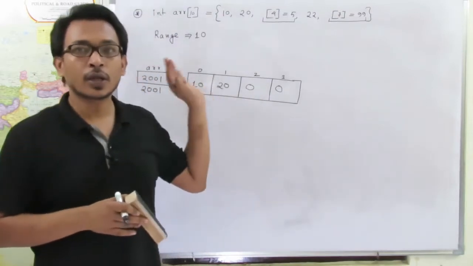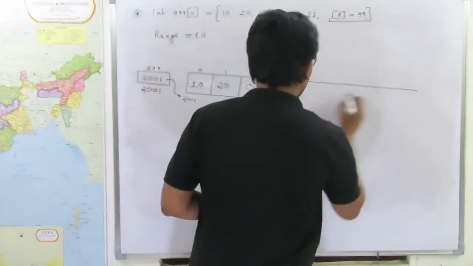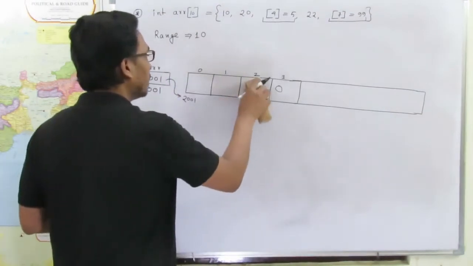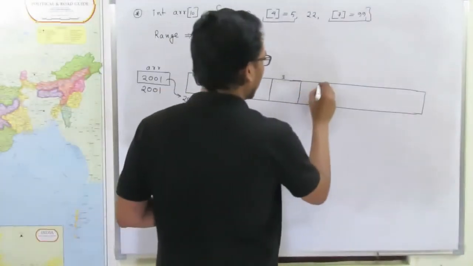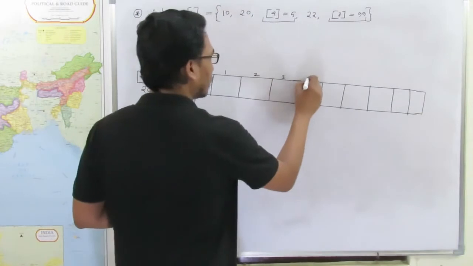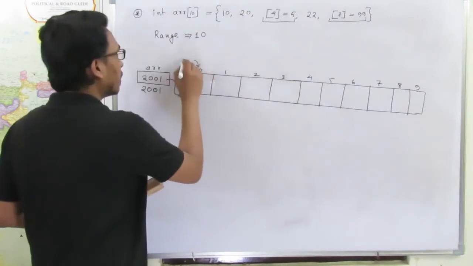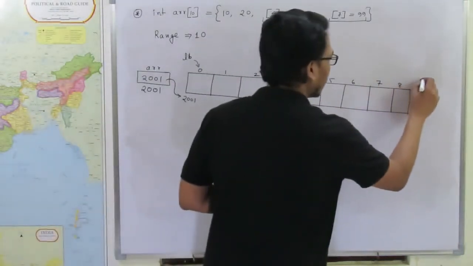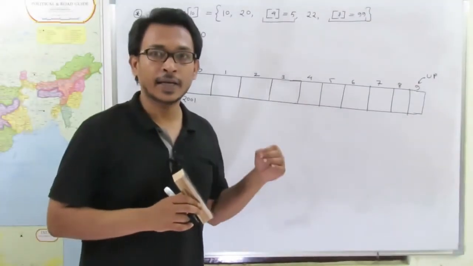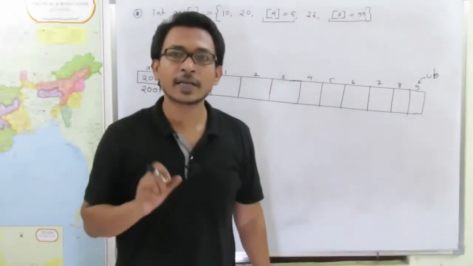Now how will the system store all the elements in the array? Look, the total elements in the array will be 10. So the index will be from 0 to 9. So this is our lower bound and this is our upper bound. That means lower bound is the index from where an array starts, and upper bound is the last index of the array.